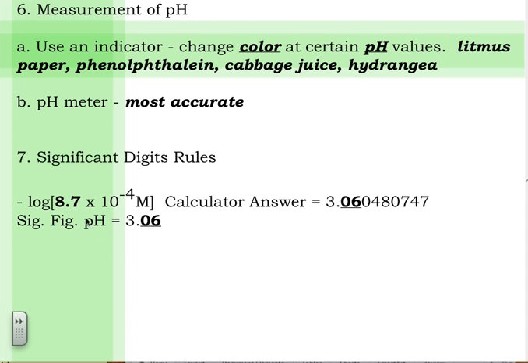And just remember with pHs and stuff, the sig figs are kind of wonky. Remember, you start out with 2 sig figs in your concentrations, and those sig figs are your decimals on the pH. So just keep that in mind.